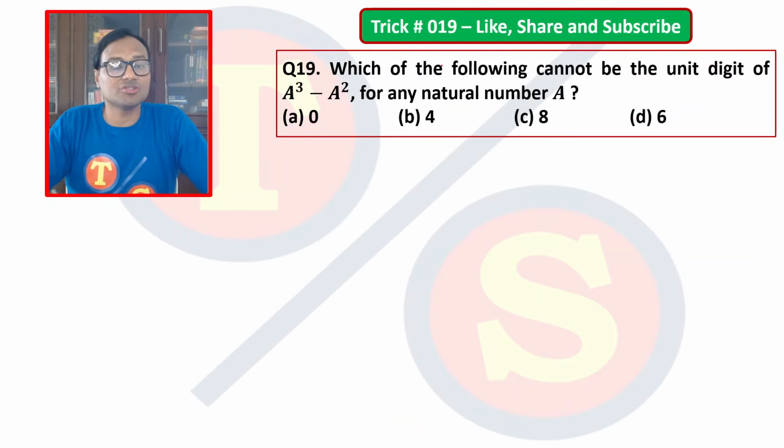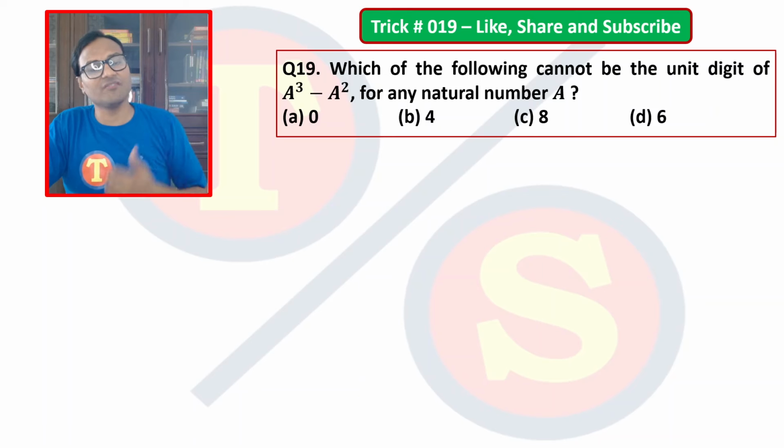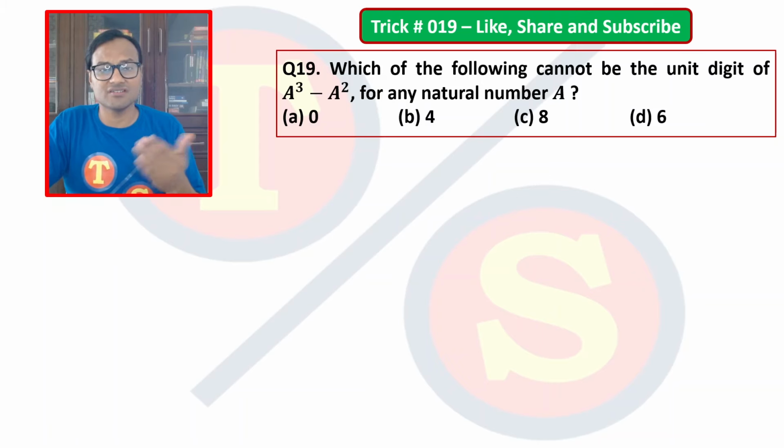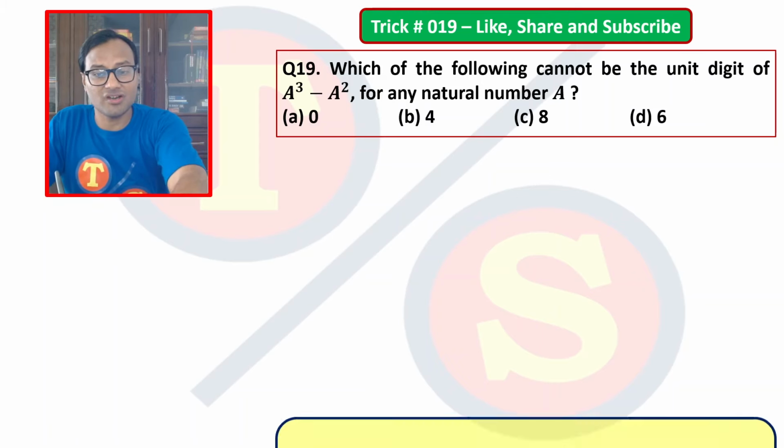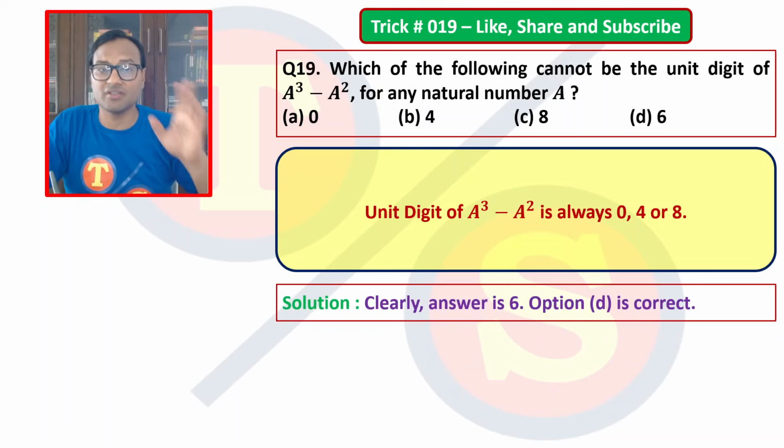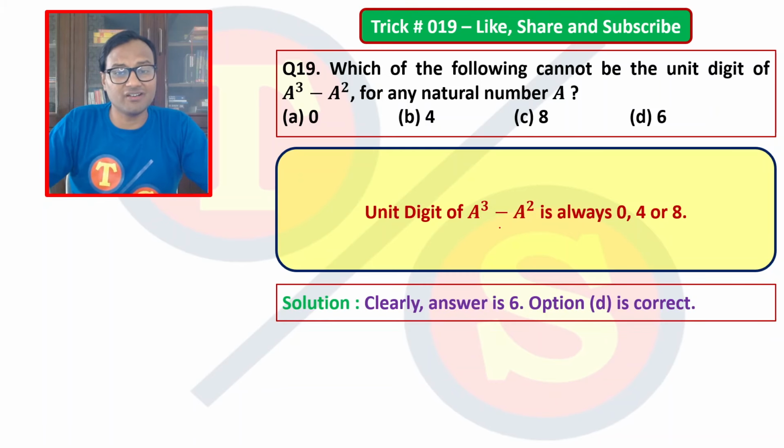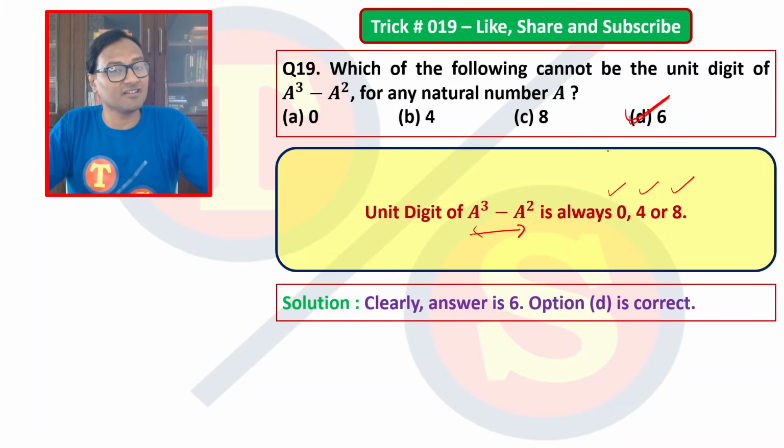After that, if we see question number 19, which of the following cannot be the unit digit of a cube minus a square? So again, if you take different values of a, one value with unit digit as 0, then 1, then 2, then 3, then 4, 5, 6, 7, 8, 9, and if you just try to find out what the possible things are, you will always find that a cube minus a square will always have the unit digit as 0, 4 or 8. No other unit digit is possible. So definitely answer option D is the correct answer, right?